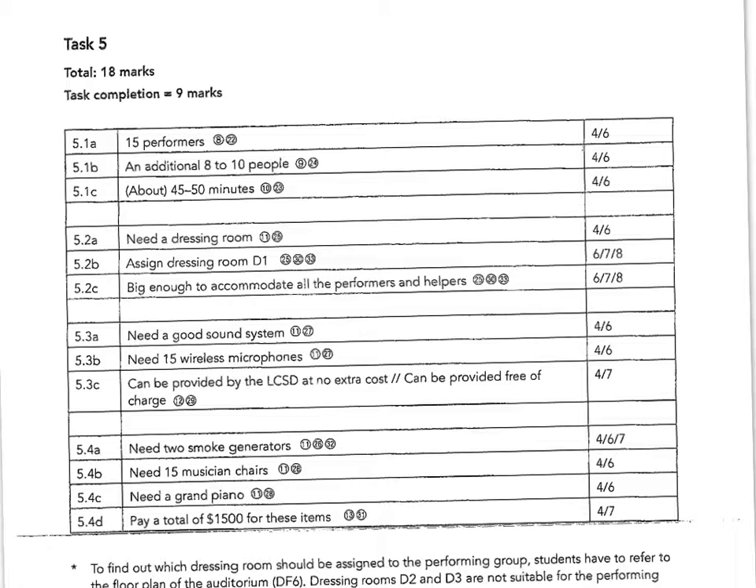Okay, for task number 5, what you are required to do is write an email. Again, you just follow the guidelines and you can find all the information there. Firstly, you have to say how many performers and how many helpers the dancing group is bringing. You can very easily find out 15 performers and 8 to 10 people, as I said. Not one person, but people, and the time required is about 45 minutes. Another point you have to write down is what they need and whether it's available from the LCSD.